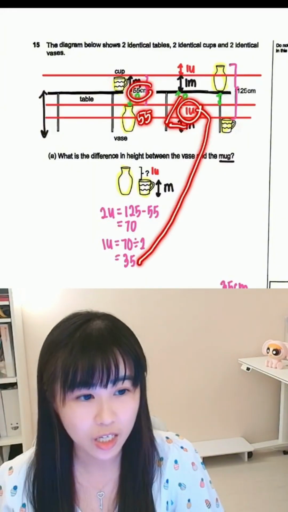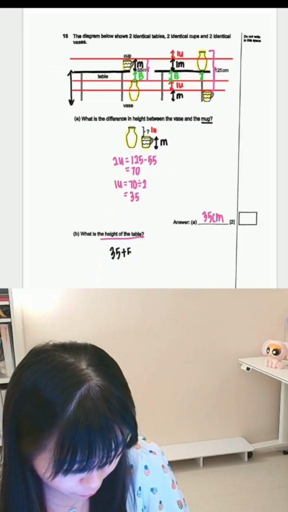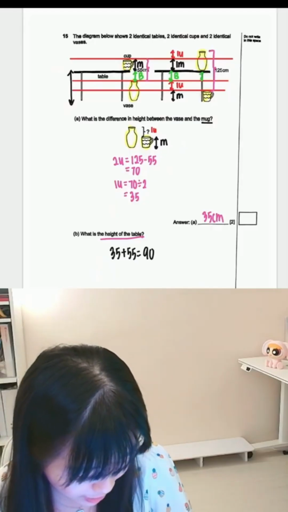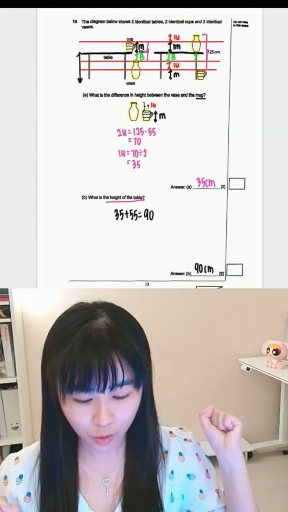Can you all see? So the final answer is 35 plus 55. One more step, you get 90 cm answer. Okay? Yes, so we are done with Southview paper.